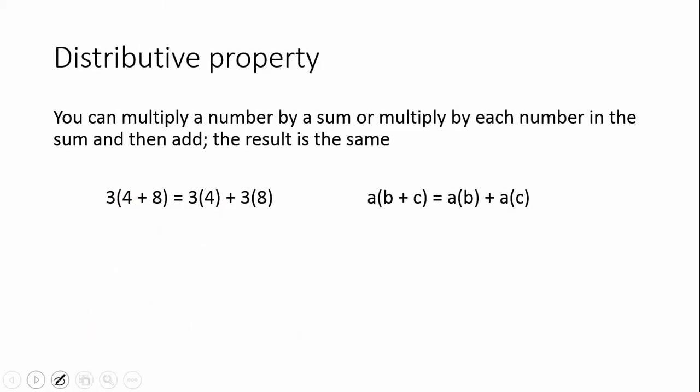The distributive property is another property I want you to know, and that says that you can multiply a number by a sum or multiply each number in the sum and then add. The result is still the same.